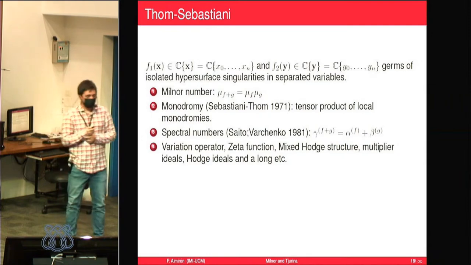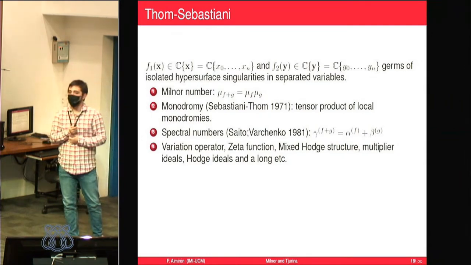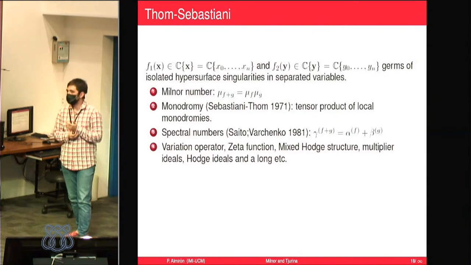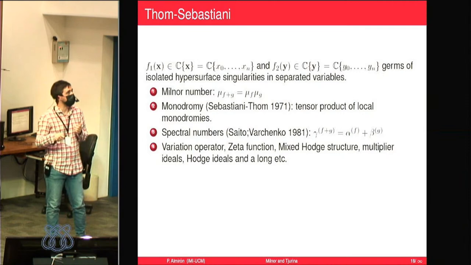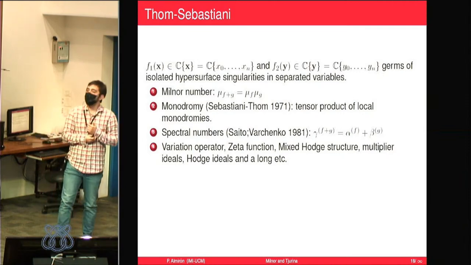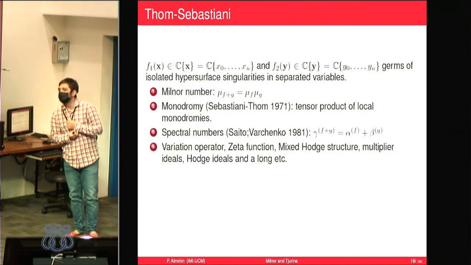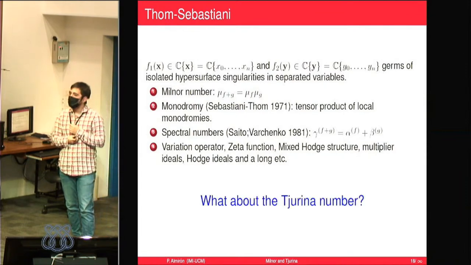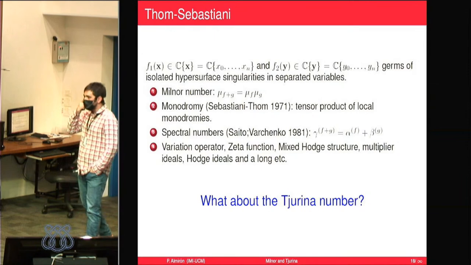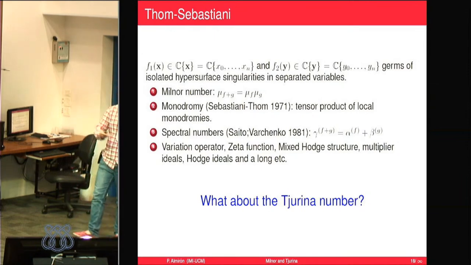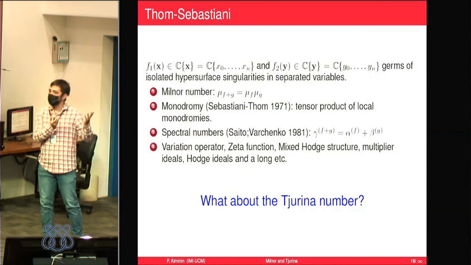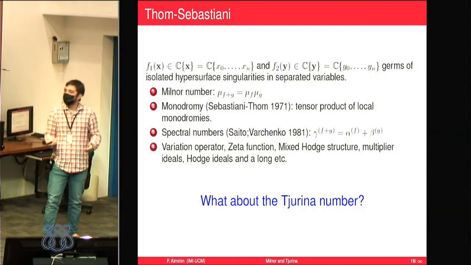So I told you at the beginning of the talk that the Tjurina number is a very important analytic invariant. And we have this bunch of analytic invariants where we know what is happening in the Thom-Sebastiani case. I was very surprised about the Tjurina number, so I started researching the literature to see if somebody has worked on the Tjurina number in the Thom-Sebastiani case, because it's natural to think about it.